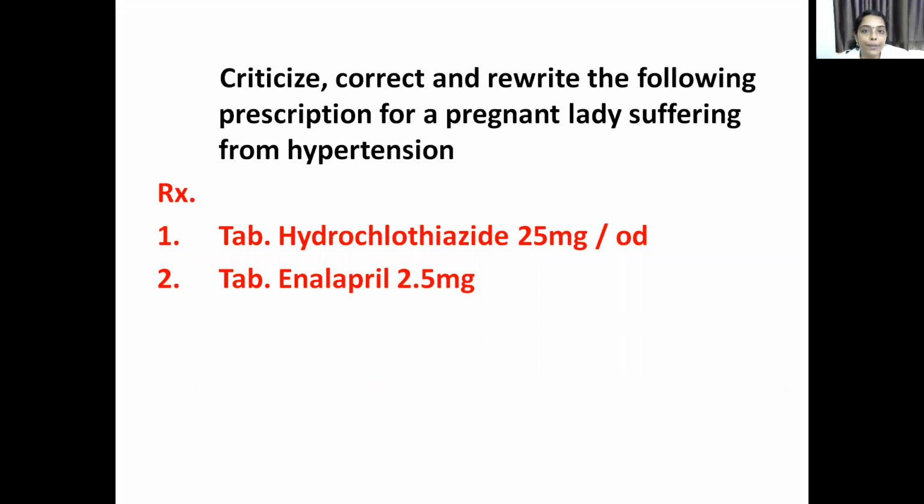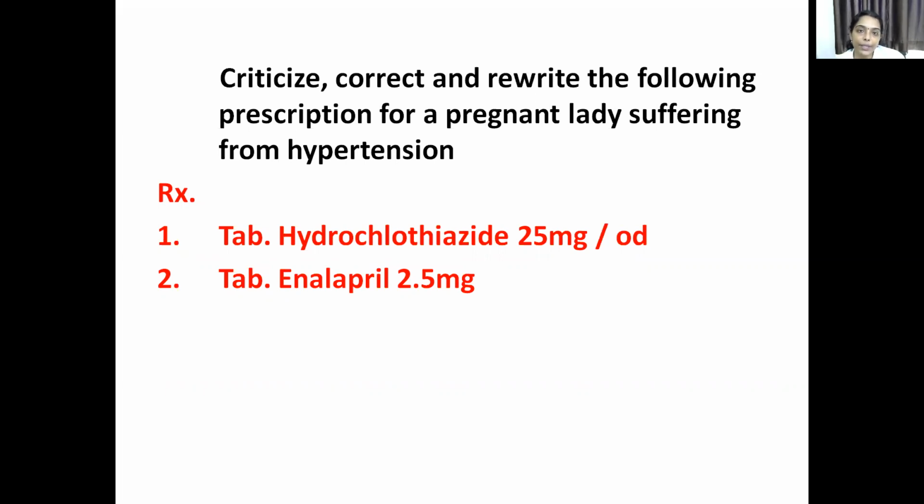Now what should be the aim of treatment in a pregnant lady with hypertension? You should be able to prevent the maternal complications like cerebrovascular complications or cardiac complications, and at the same time you should see that the uteroplacental circulation is not compromised. Okay, so that should be the aim of your treatment. Hypertension in pregnancy can present as preeclampsia or eclampsia, or gestational hypertension or chronic hypertension.